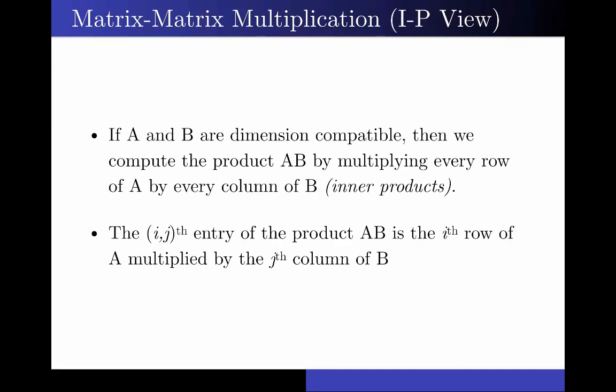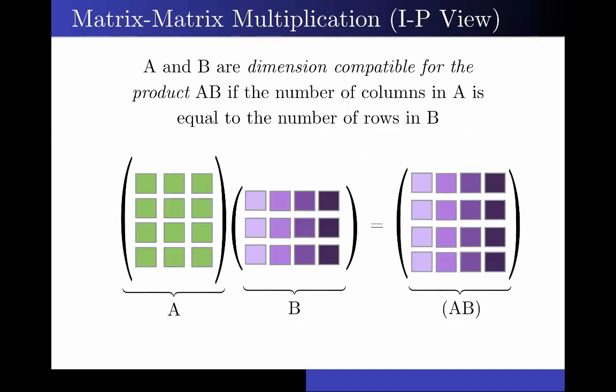Let's talk about this. If A and B are dimension-compatible, then we can compute the product AB by multiplying every row of A by every column of B, taking inner products. And the ijth entry of the product is the ith row of A multiplied by the jth column of B. Now, this is a lot easier to see when we illustrate it.